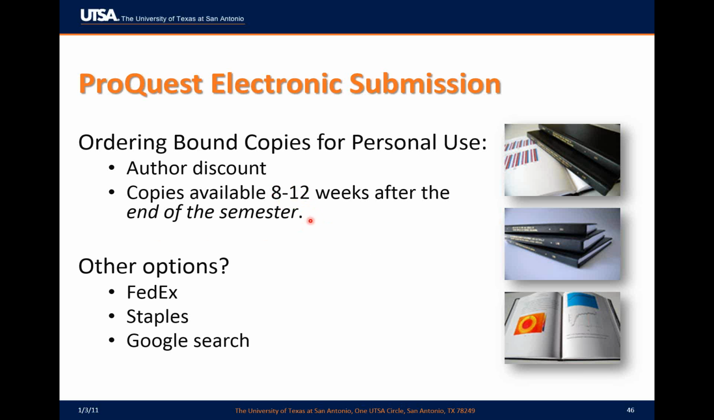If you prefer not to purchase bound copies through ProQuest, maybe you just don't like how these look, you can always explore your other options. There's always FedEx or Staples. They typically do comb, coil, or tape binding. You can also do a Google search and see if there are other companies out there that will bind your thesis or dissertation for you, but that's up to you. We don't require any kind of bound copies, so this is all for personal use and it's outside of our final requirements. But if you are interested in ordering a bound copy through ProQuest, that option is available to you, and it will be one of the last things that ProQuest offers to you during the submission process.